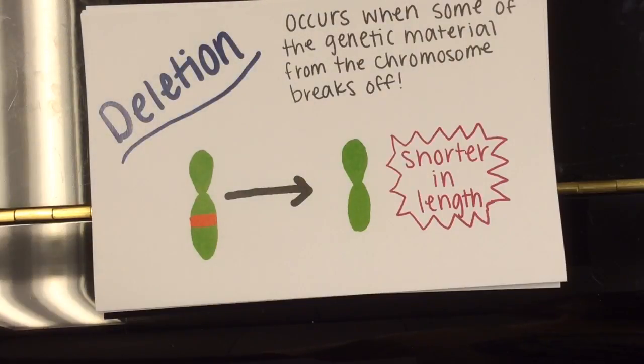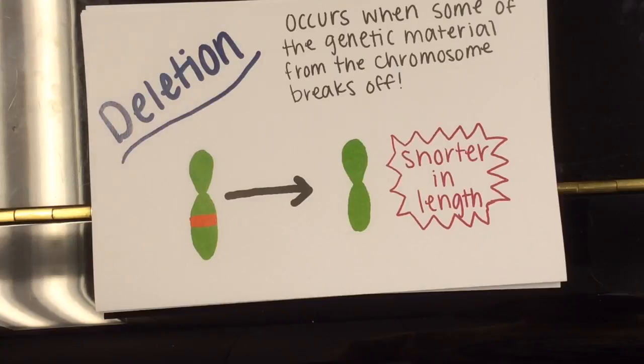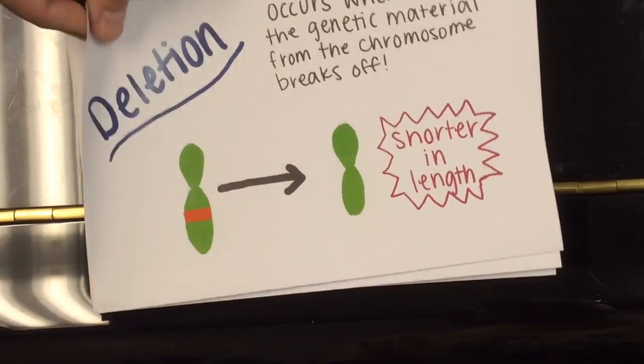The second chromosomal mutation is deletion. Chromosomal deletion occurs when some of the genetic material from the chromosome breaks off. Again, here's an illustration of this concept. Here you can see a chromosome with its orange band on its Q arm. Next to it is a mutated chromosome with the orange band deleted. This results in a shortened Q arm.